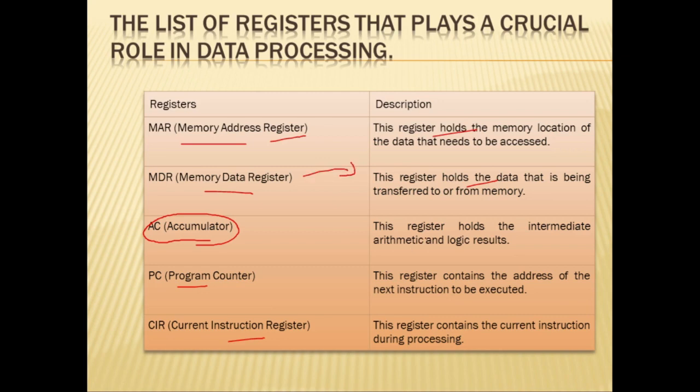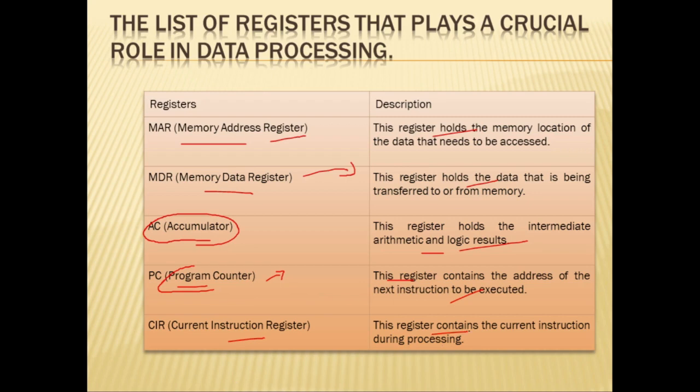And accumulator, with the help of this accumulator register, we can hold the intermediate arithmetic and logic result. Program counter. This register contains the address of the next instruction to be executed. If you want to execute the next instruction, you can do it with the help of this program counter.